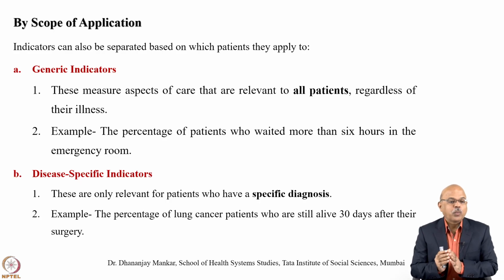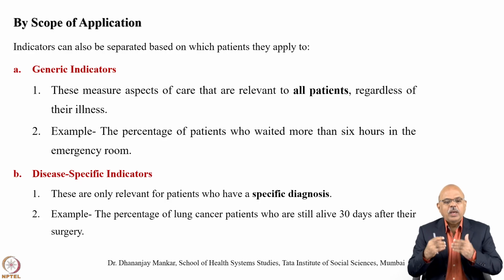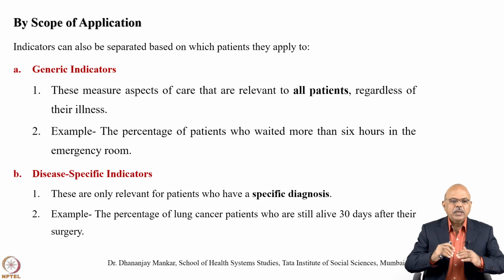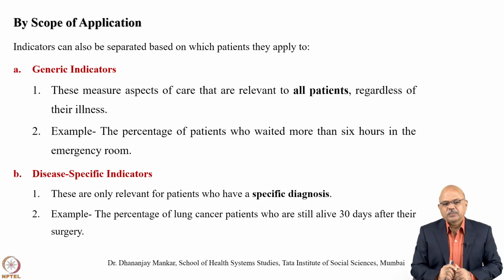So it is very important to improve the indicator of the emergency room, and to improve the process over there, you need to set up an indicator which will increase the scope, but the measure is based on the generic. Versus the second part, disease specific indicators, which are only relevant for patients who have a specific diagnosis, particularly a disease condition like cancer, diabetes, renal failure and so on.